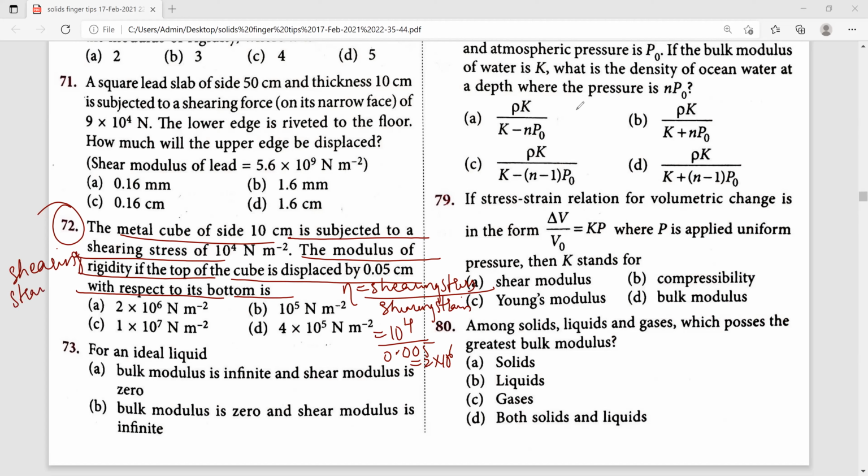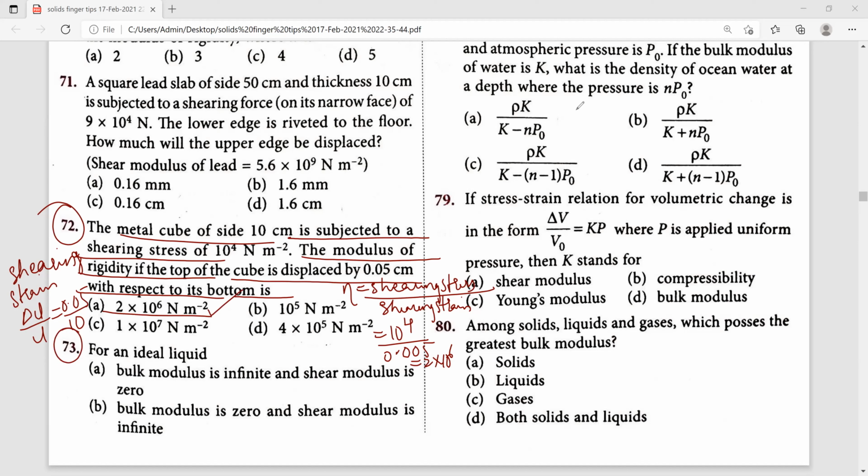that is calculated by the formula delta L by L is equal to 0.05 divided by 10. So using that, the modulus value is calculated and we got the answer 2 into 10 to the power of 6 Newton per meter square. The right answer is the 8th one.